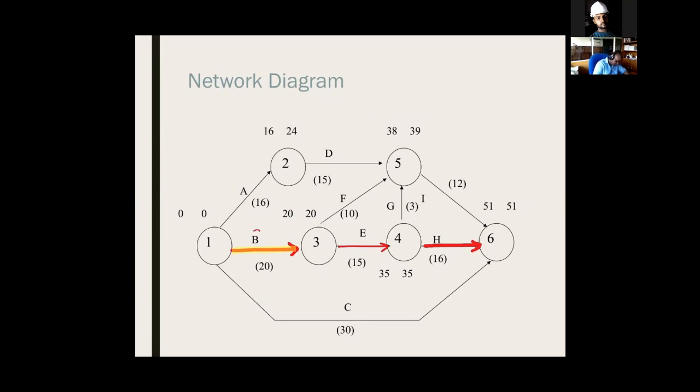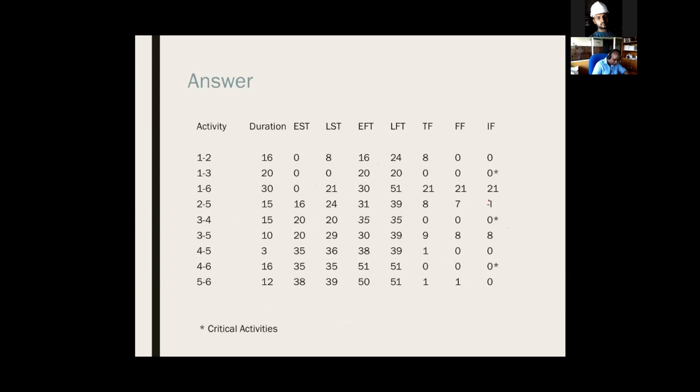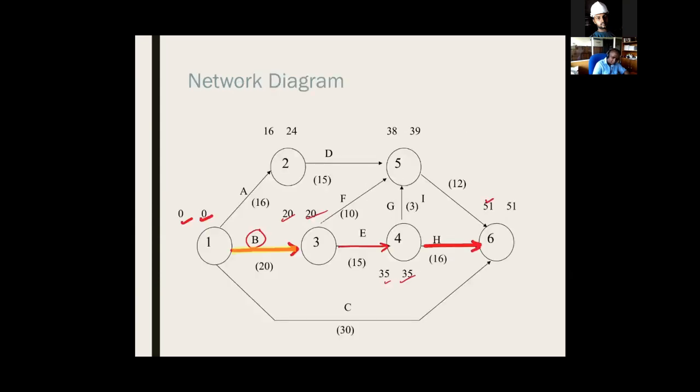B: 0, 0, 20, 20, no float. E: 20, 20, 35, 35, no float. H: 35, 35, 51, 51, no float. So this is a path where all the activities have no float. No activity in this path is having a float.